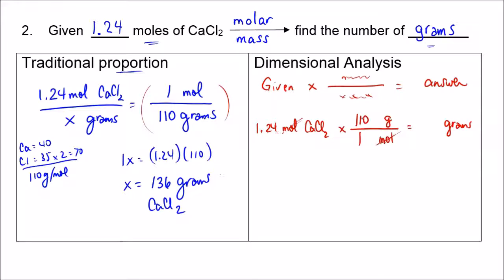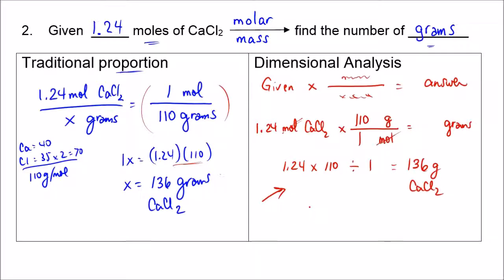The mathematics is multiply by what's on the top. Again, you wouldn't normally write this, but I'm writing it for you to see. Multiply by what's on top. Divide by what's on the bottom. And you would see that the answer is exactly the same kind of math we did before. 136 grams CaCl2. So this is what dimensional analysis looks like.